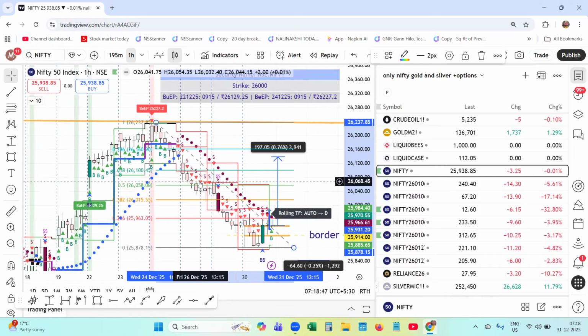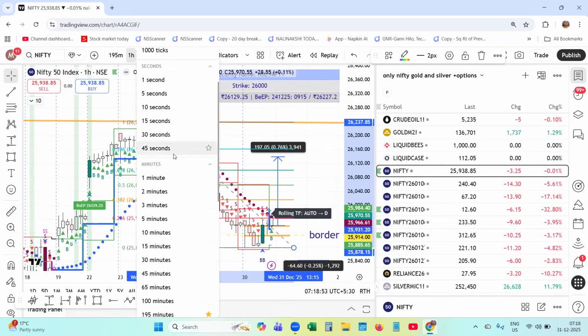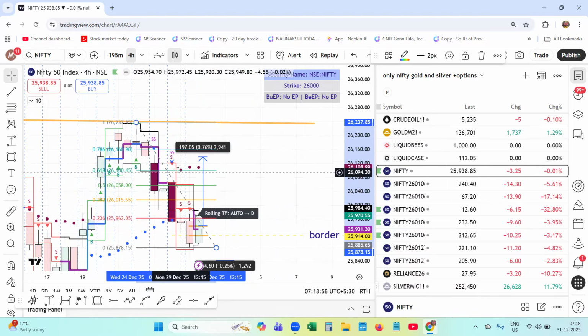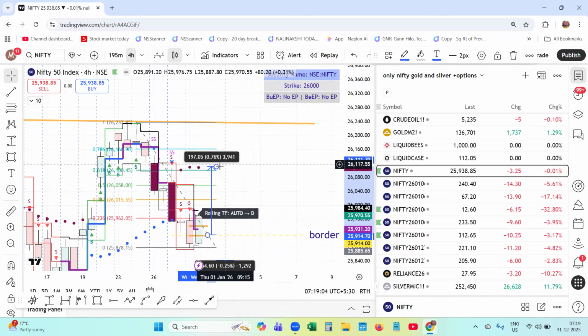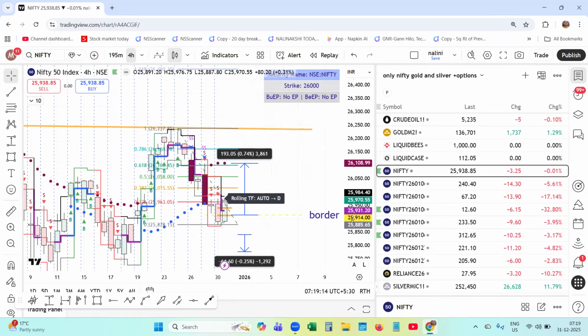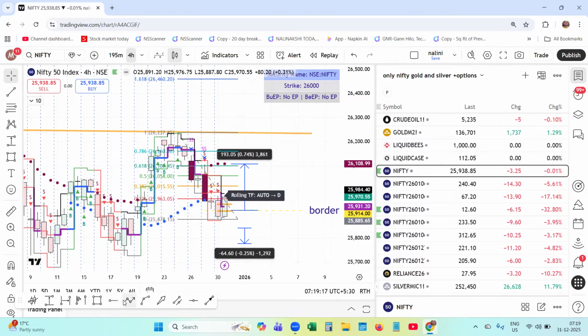Actually, it may be to seek the liquidity. Let me change it to the 4 hourly chart, and yes, there is liquidity. If it goes there, there is resistance in the market on the 4 hourly chart. So it is sideways. Again, the market may pop up like this. There is a possibility of Nifty going up to this and trading sideways.